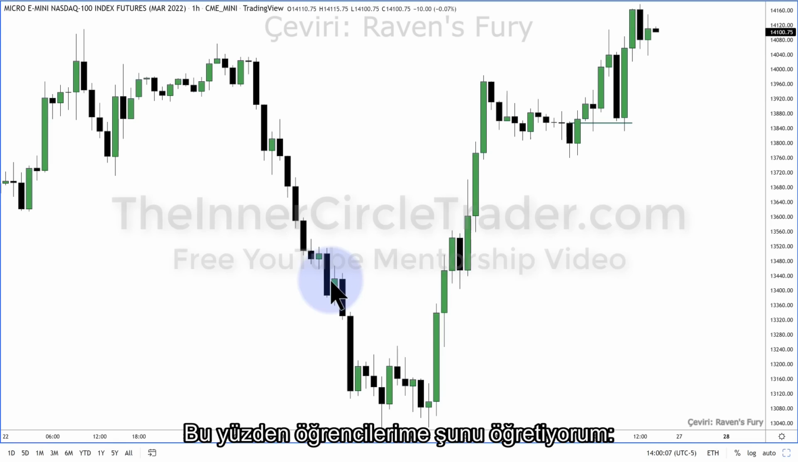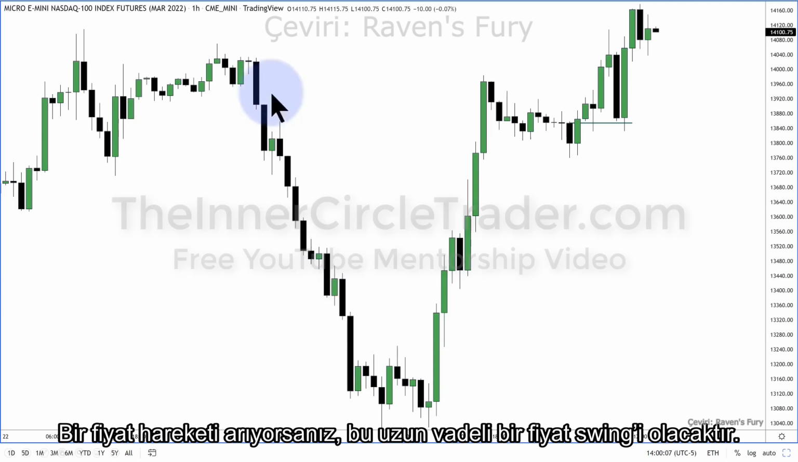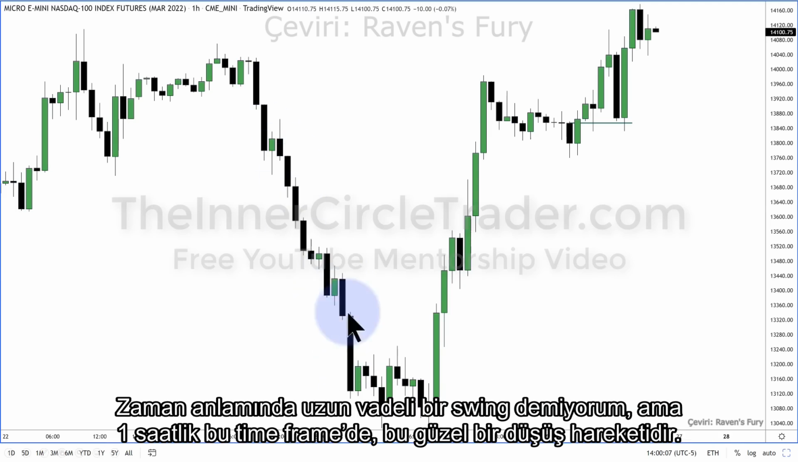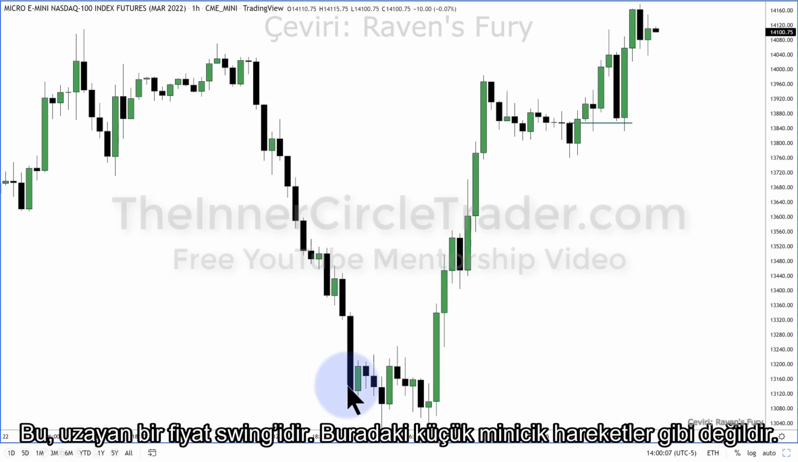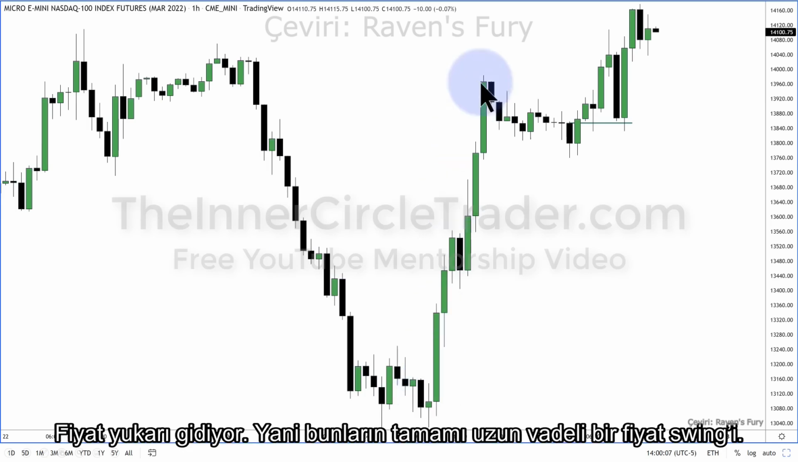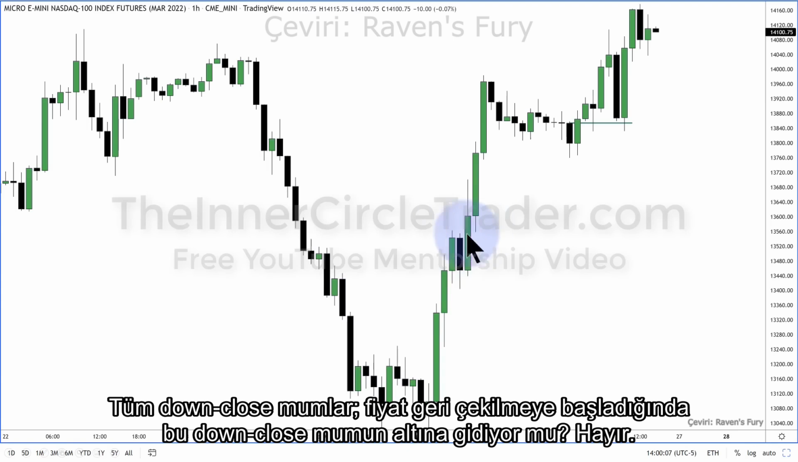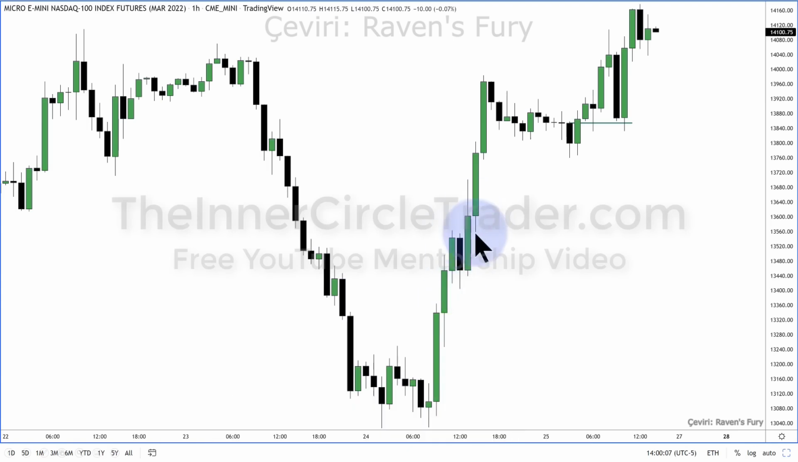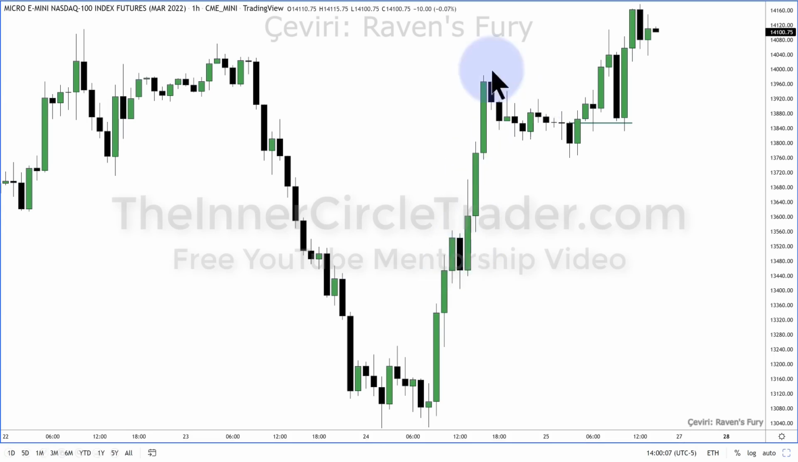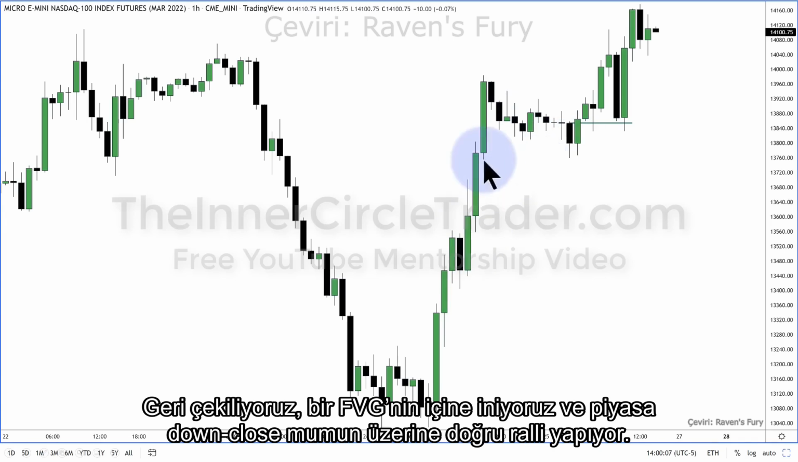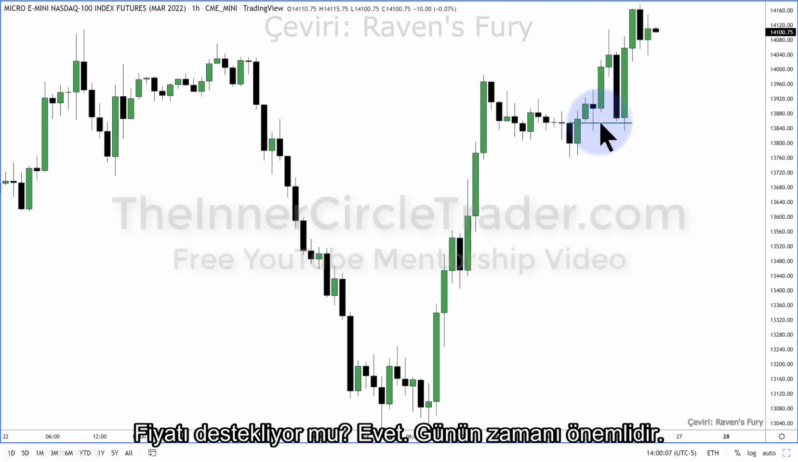So when I teach my students, when you're looking for a price move that's going to be a long-term price swing, not that this is a long-term price swing in the sense of time, but on this time frame for 1 hour, this is a nice decline. It's a prolonged price swing. It's not like little tiny movements in here. And vice versa, we have it here. It's on the way higher. So all down close candles, does it go below this down close candle when it starts to retrace? No. We expect this to be areas where they're going to accumulate more long positions. We retrace, going down into an imbalance, and the market rises above the down close candle. Does it support price? Yes.